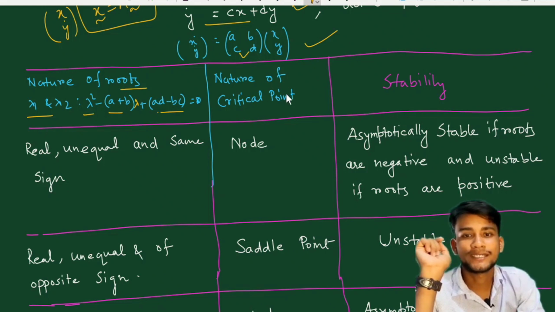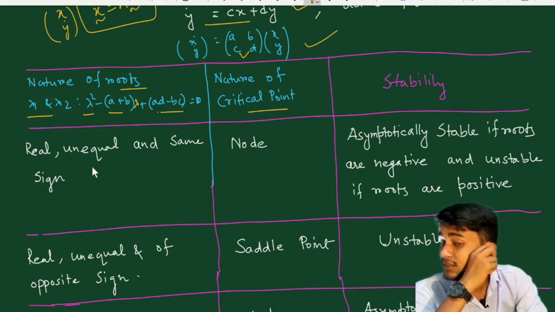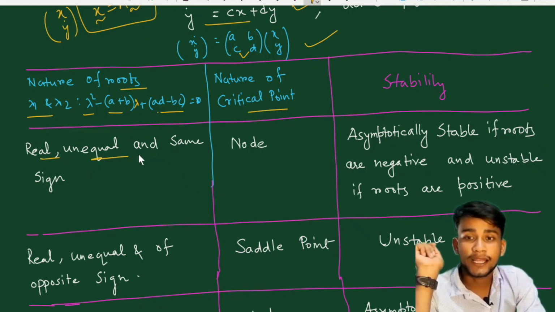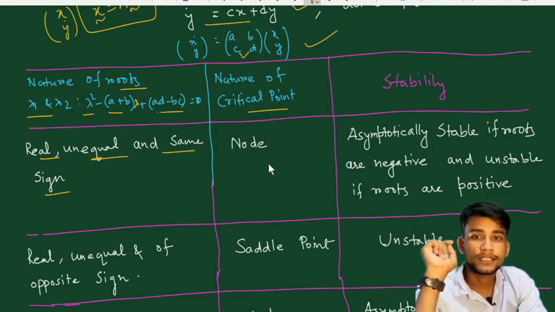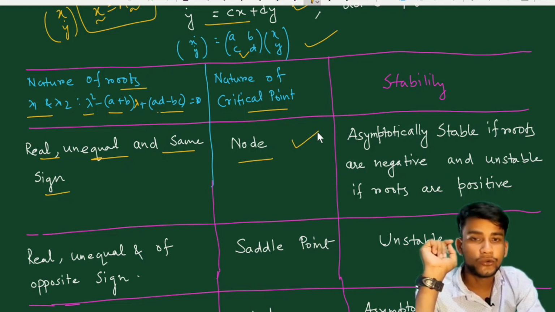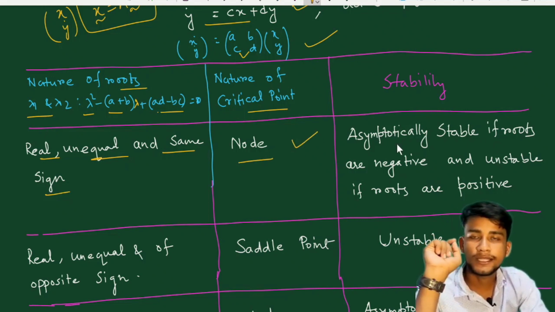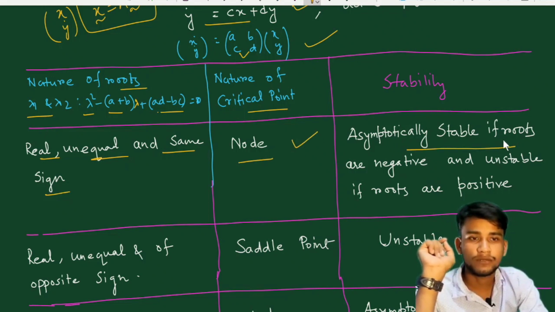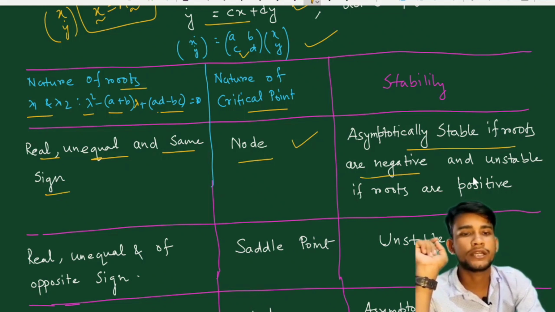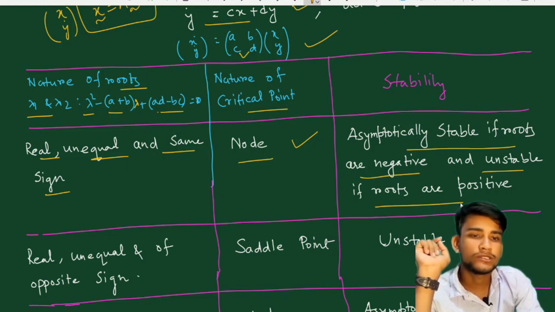Now the nature of the critical points. If we get real, unequal roots of the same sign, then the nature of the critical point is a node. And for stability: it is asymptotically stable if the roots are negative, and unstable if the roots are positive.